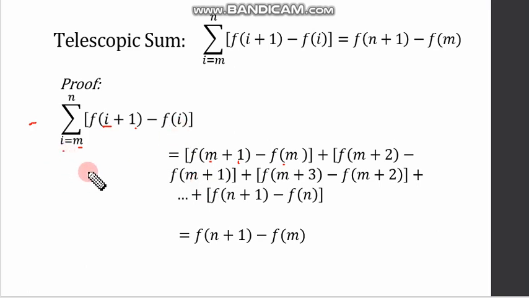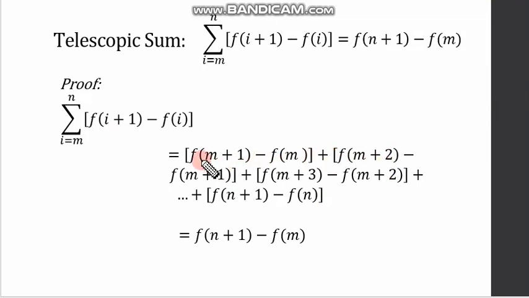Now our i is equal to m plus 2. So f of m plus 2 plus 1, that's f of m plus 3, minus f of m plus 2, and so on until the last term, which is f of n plus 1 minus f of n. So we could cancel the terms here.